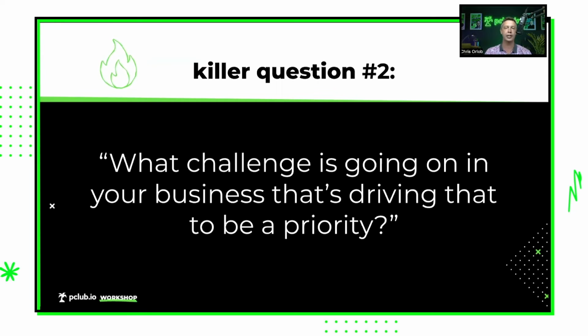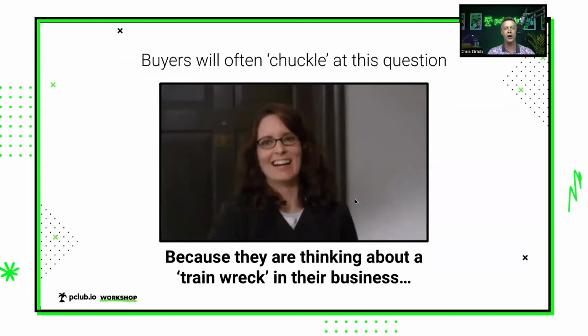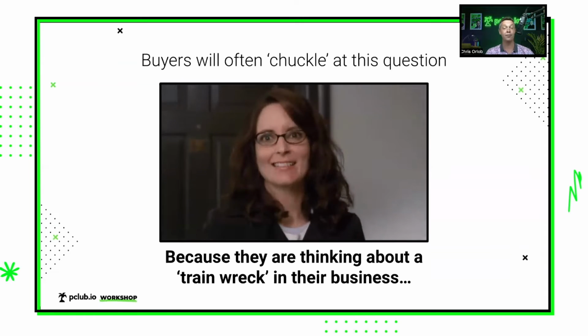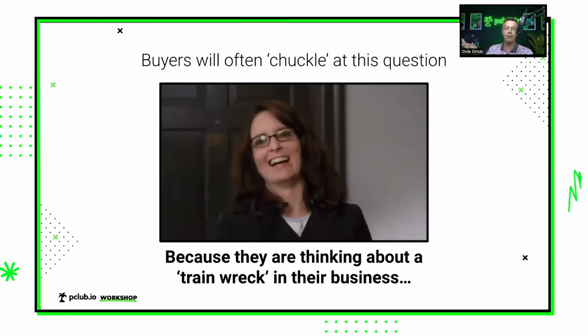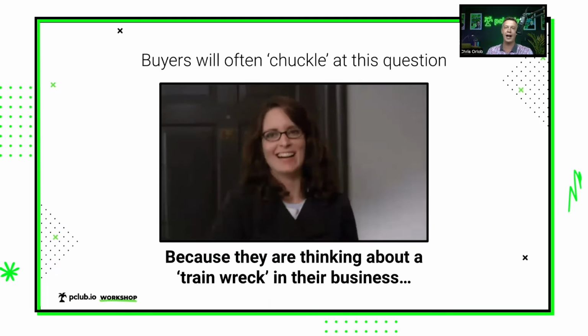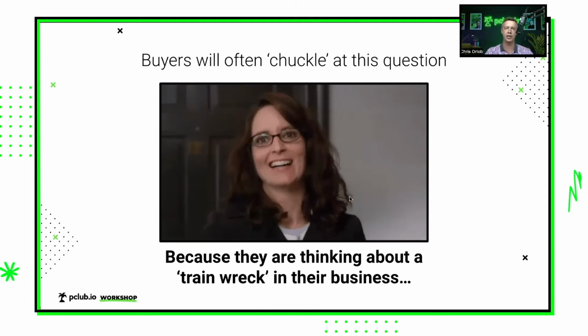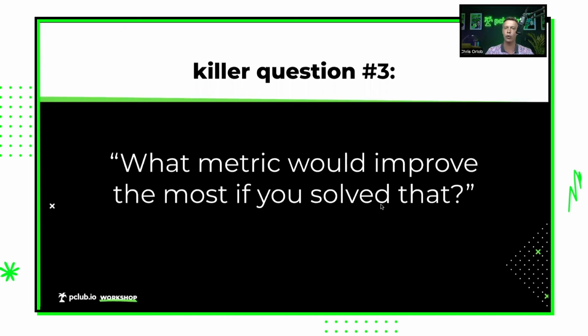So your buyer starts sharing some surface level challenges with you. And you say something like, hey, what's going on in your business that's driving this to be a priority, right? It sounds like you probably had a meeting with your executive team at some point where you originally defined that challenge. What did that conversation sound like? I want to understand the context that set this entire thing in motion. And what you'll notice is many times buyers are going to kind of chuckle to themselves when you ask this question, because it forces them to think about the train wreck or just big kind of hairy problem in their business, right? Most salespeople are not asking questions like this.